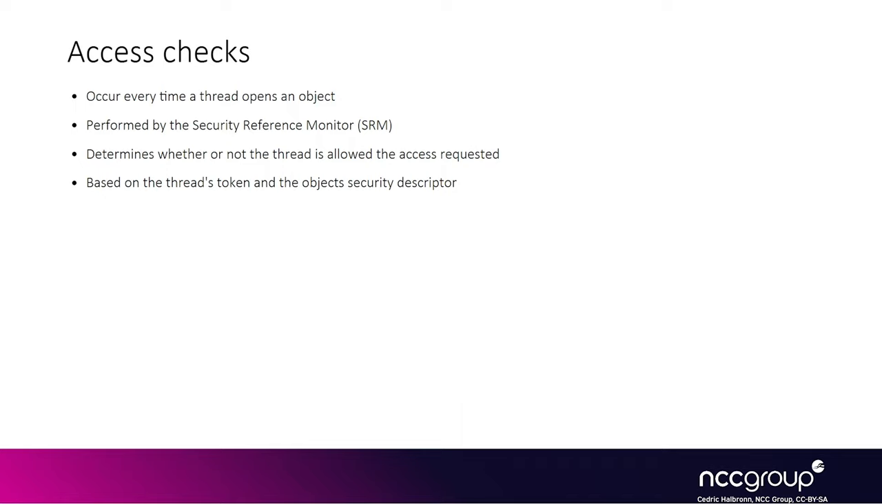The component that is responsible for checking that threads only access the objects they are allowed to access is called the security reference monitor. Typically, the access check will happen when calling functions like CreateProcess or CreateFile, that are called when you try to open a specific object before you can do anything with it. So the access check is done at that time. Now we're going to detail a bit more tokens owned by threads and security descriptors associated with objects.